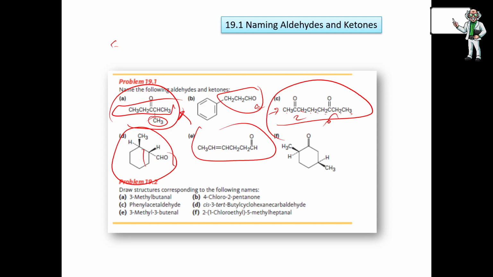Okay, here we have another aldehyde, and this is 1, 2, 3, 4, 5, 6. This will be a hexanal, but we have a double bond. That means that it will be 4, because we start counting here, 4-hexenal.